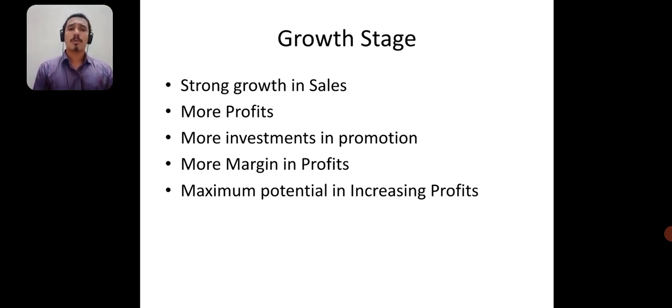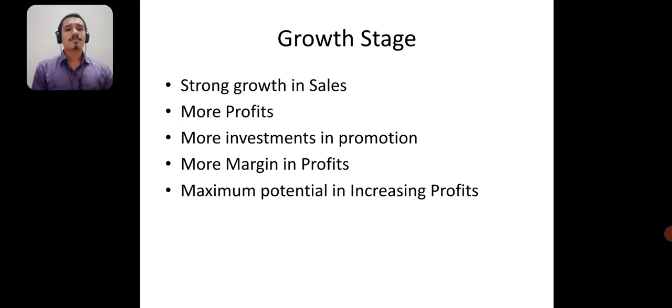One among them is promotion. We have seen how we can promote. Then more margin in profit. Slowly, whatever profit margin we had in the introduction stage will increase, right? Because there were low sales and low manufacturing, the margin would have been low. When we start selling more, the cost reduces. We know obviously the cost reduces when we produce more, and thereby we can have a more profit margin.